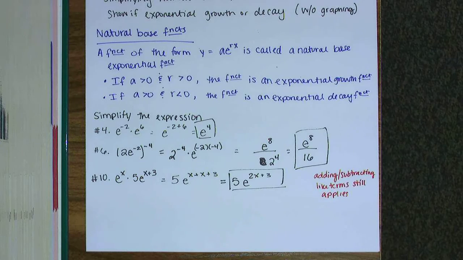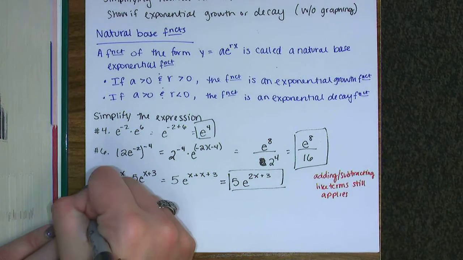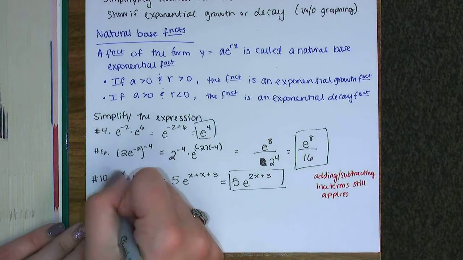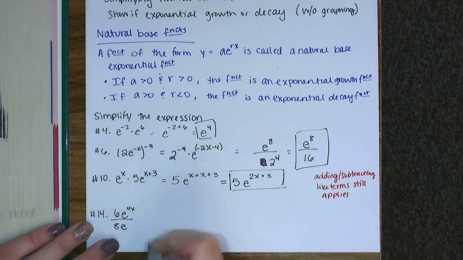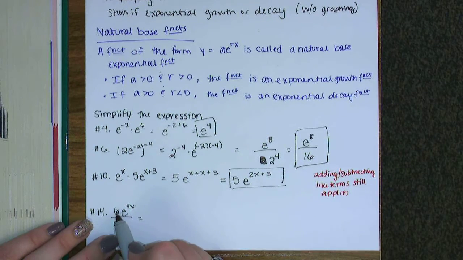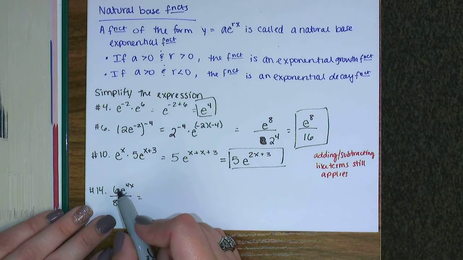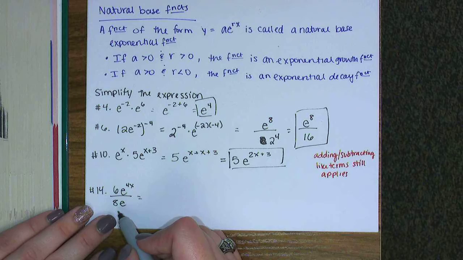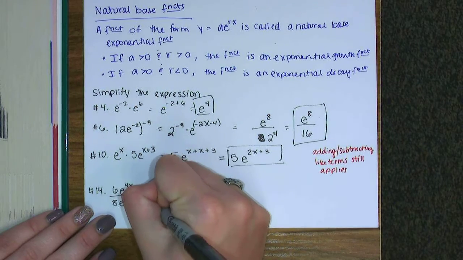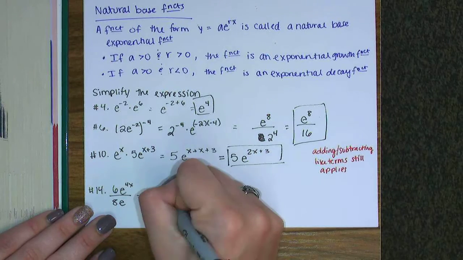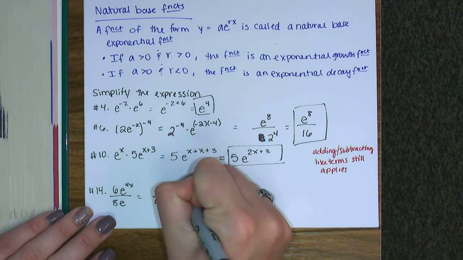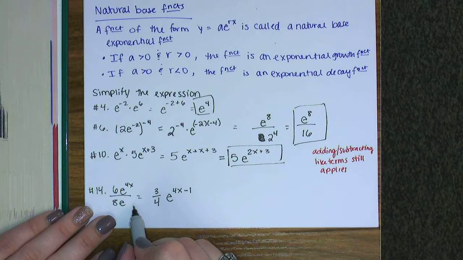Number 14, the last one of this type. 6e to the 4x over 8e. Well, this 6 and this 8, I know I can pull a 2 out of both, so that makes a 3 on top and a 4 on the bottom. So that's going to be 3 over 4. Now, I have an e to the 4x, and I have an e down here by itself. So to move it to the top, I have to subtract the exponent. So this gives me e to the 4x minus 1. Again, just basic rules of exponents.